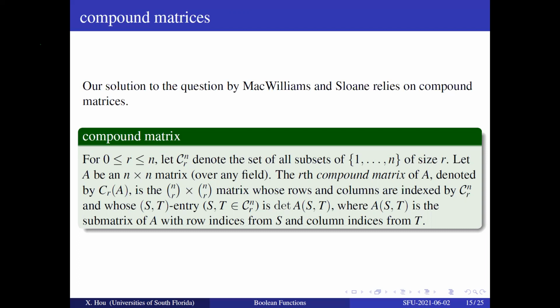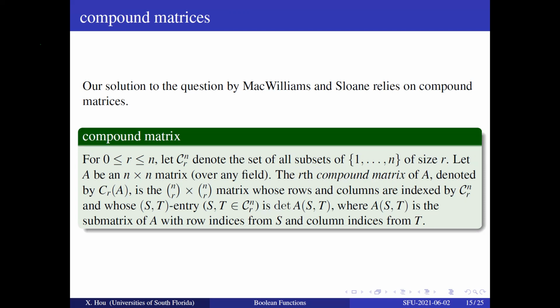Let's first define the compound matrix. Let little r be an integer between 0 and n. Let's just call it n choose r; this is script C(n, r). Let n choose r denote the set of all r-element subsets of the set 1 through n. So it is the collection of subsets of size r from 1 through n.